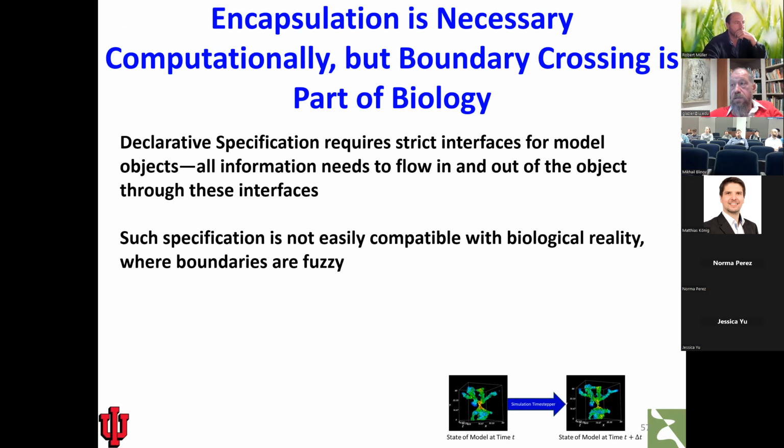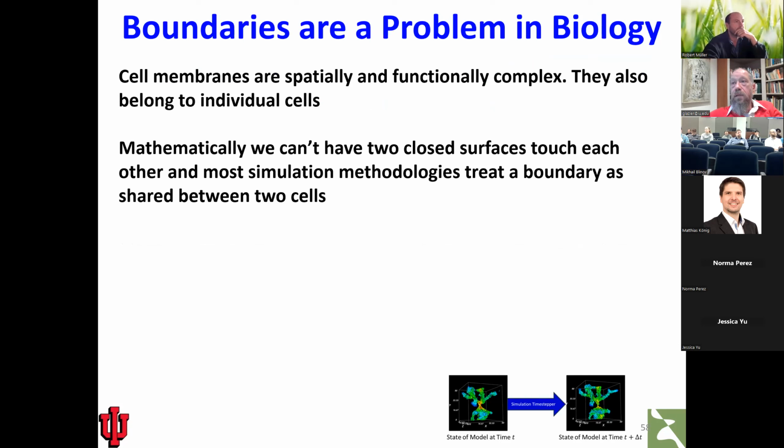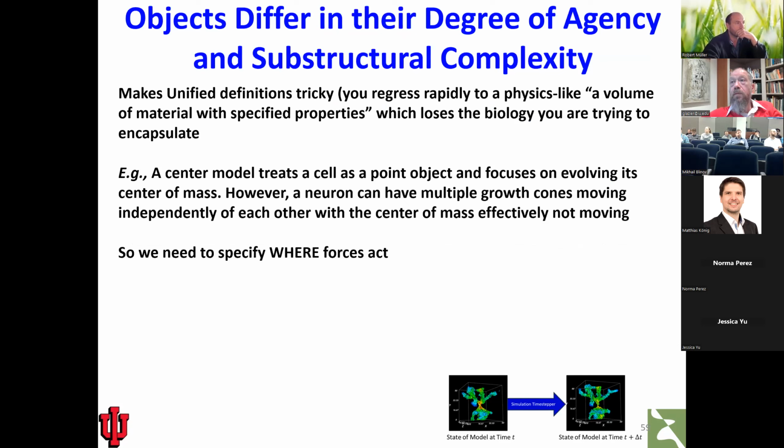Another problem that we face is this issue of biologically fuzzy boundaries. There are some simple computational problems that are not so simple. Cells have membranes. Membranes belong to the cell. Computationally, when two cells touch, usually we have a shared interface between them, and we lose the idea of who owns what. That winds up being actually a pretty big problem. Where forces act is another problem.